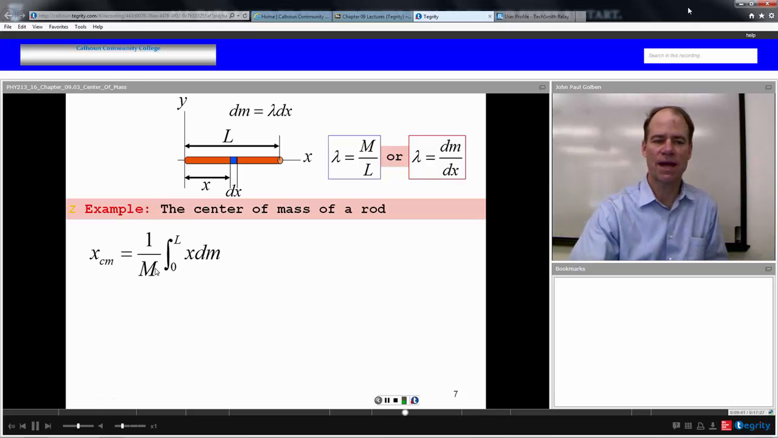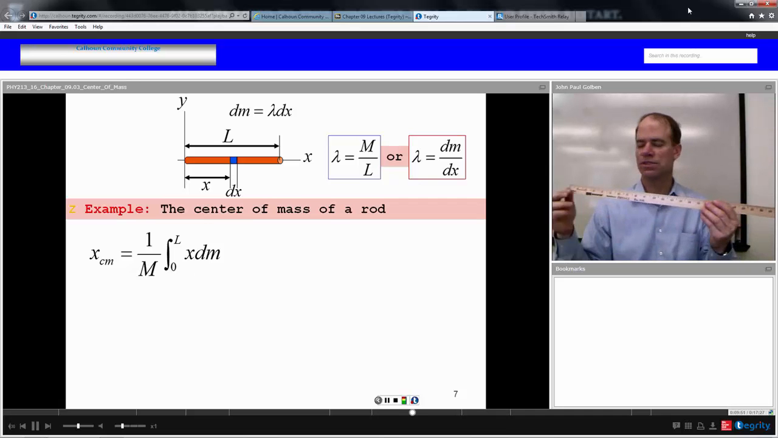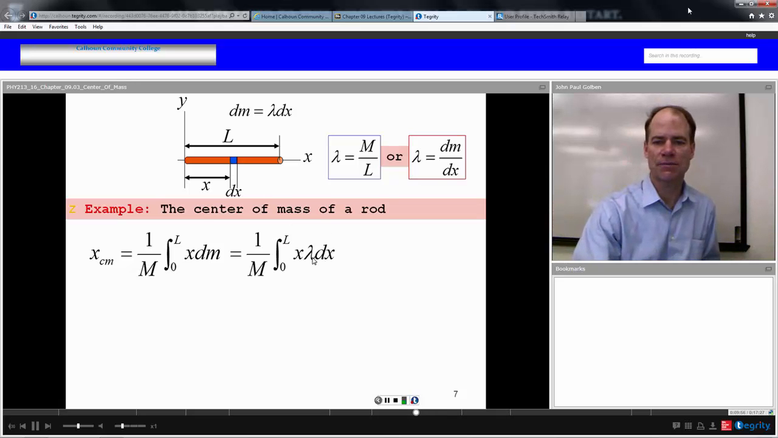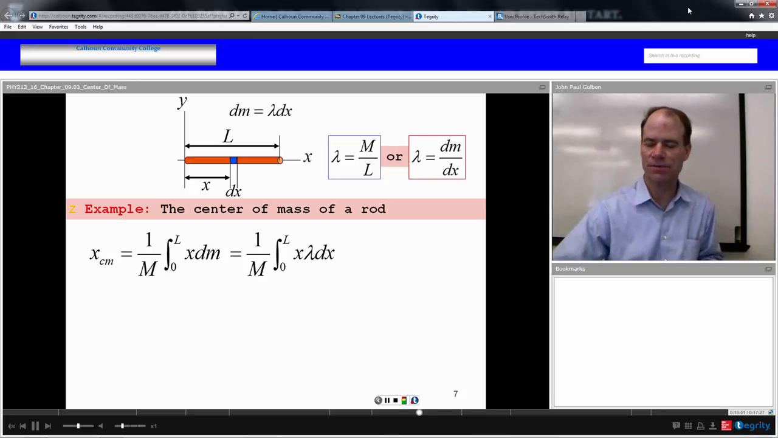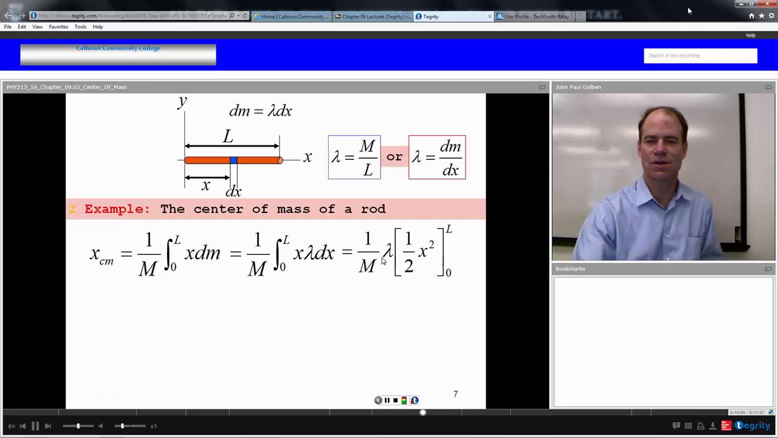We want our center of mass, so that's going to be 1 over the total mass, integration of our location, x, times dm. Integrate it over the whole length of this rod from 0 to L. But dm is equal to lambda dx, and lambda is a constant. I can always take a constant out of the integral. So I'm going to pull that out of the integral. I'm going to have the integral of x dx. So I have lambda divided by m. The integral of x dx, you know from calculus, is 1/2 x squared. And we will evaluate that from 0 to the length of the rod, 0 to L.